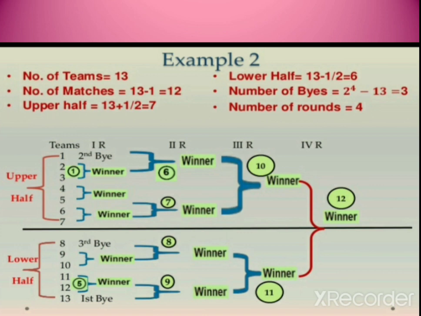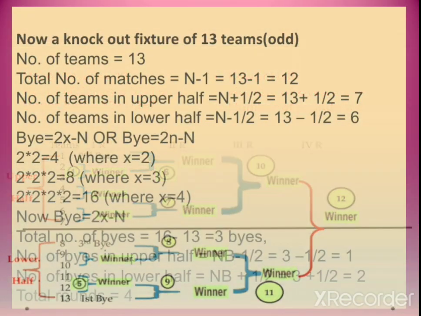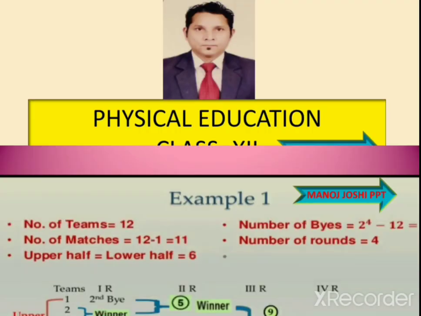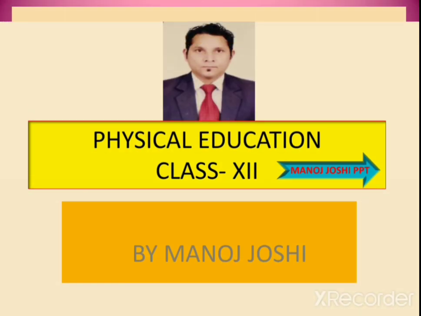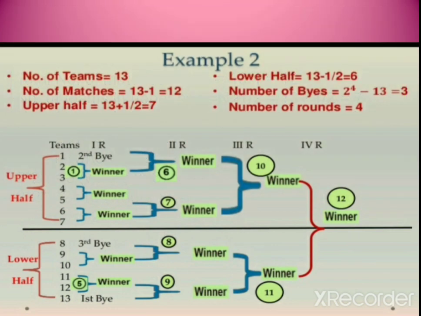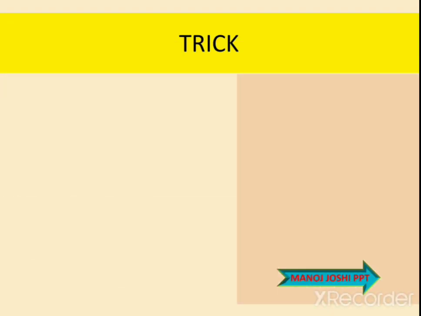So this way the fixture is made. This is the fixture for an odd number of teams. The even number of teams we have seen before, in the previous video I have discussed. That was 12 teams where the number of matches was 11. So 4 byes we have given. So this way the fixture is made. So example 2 we have seen here.